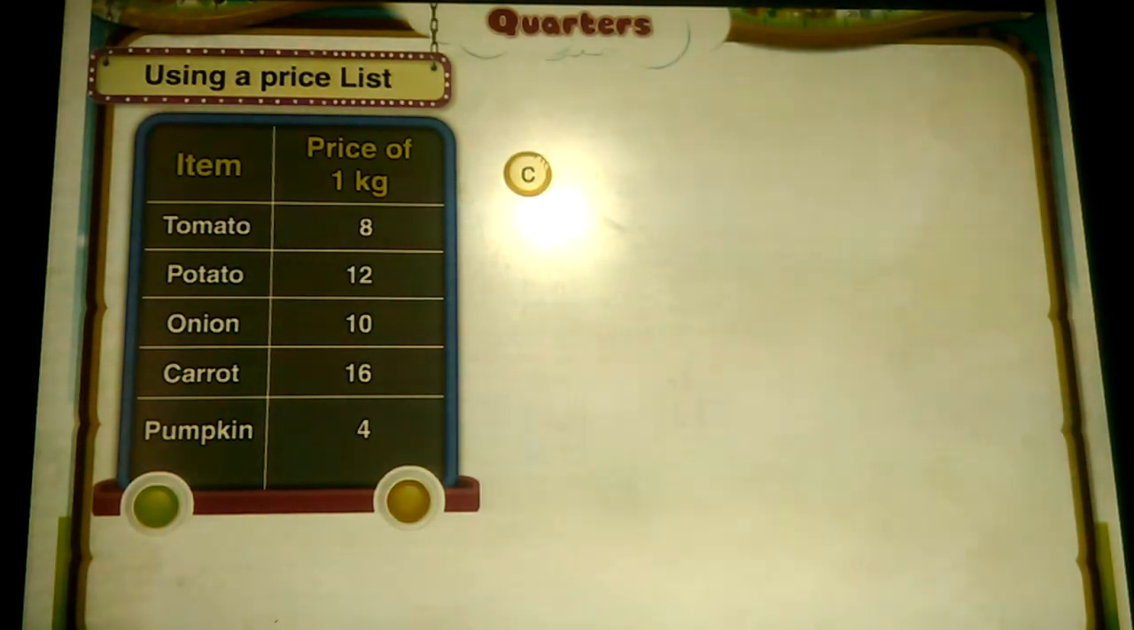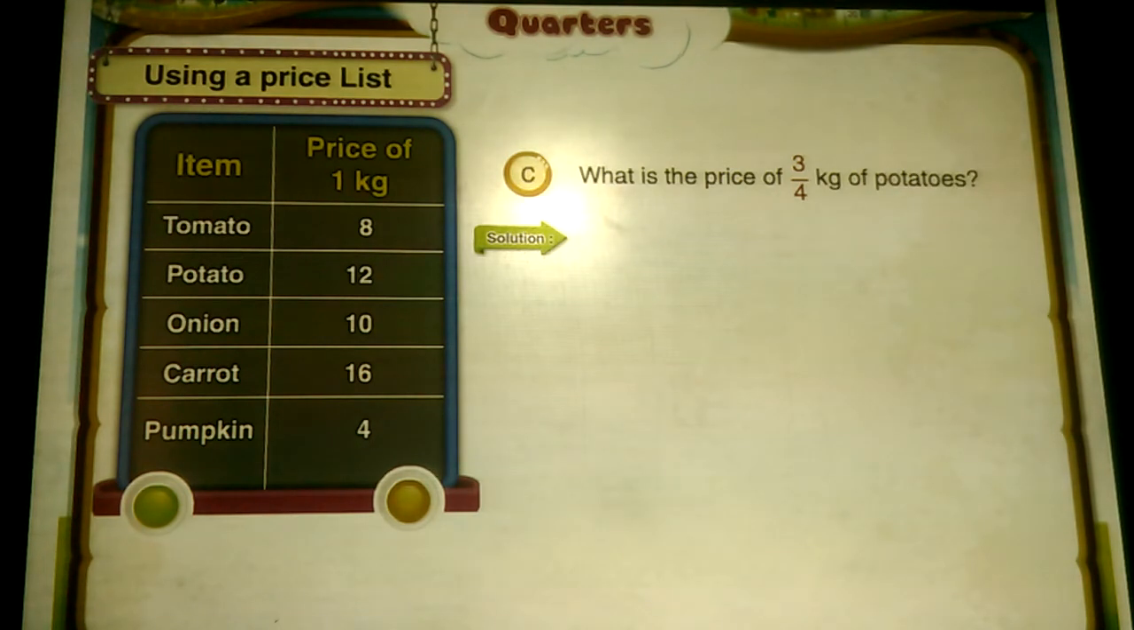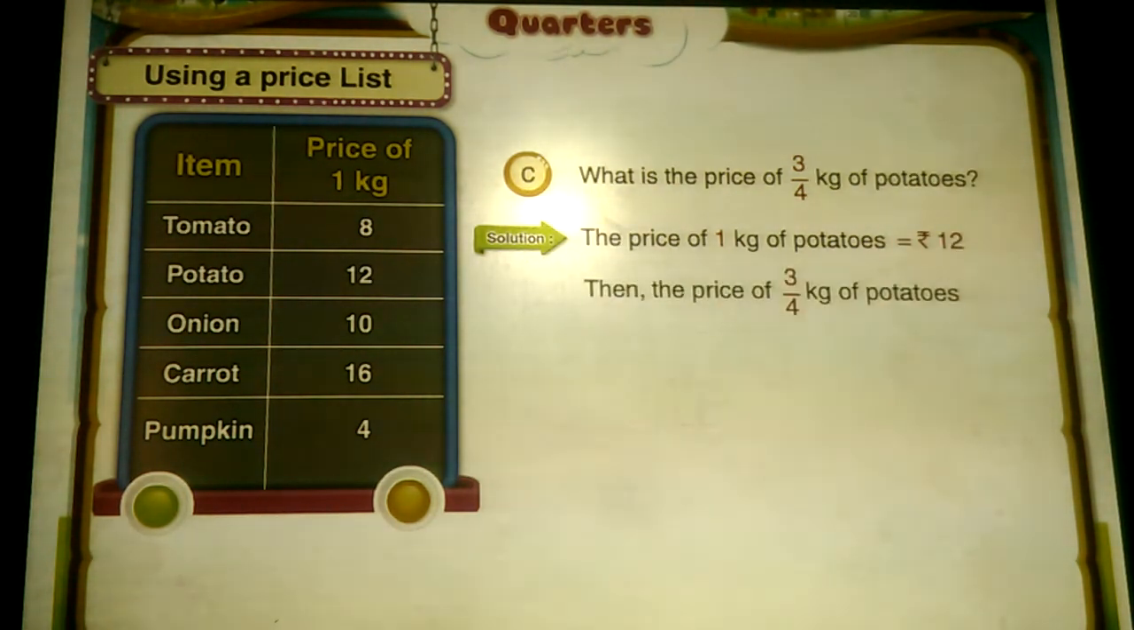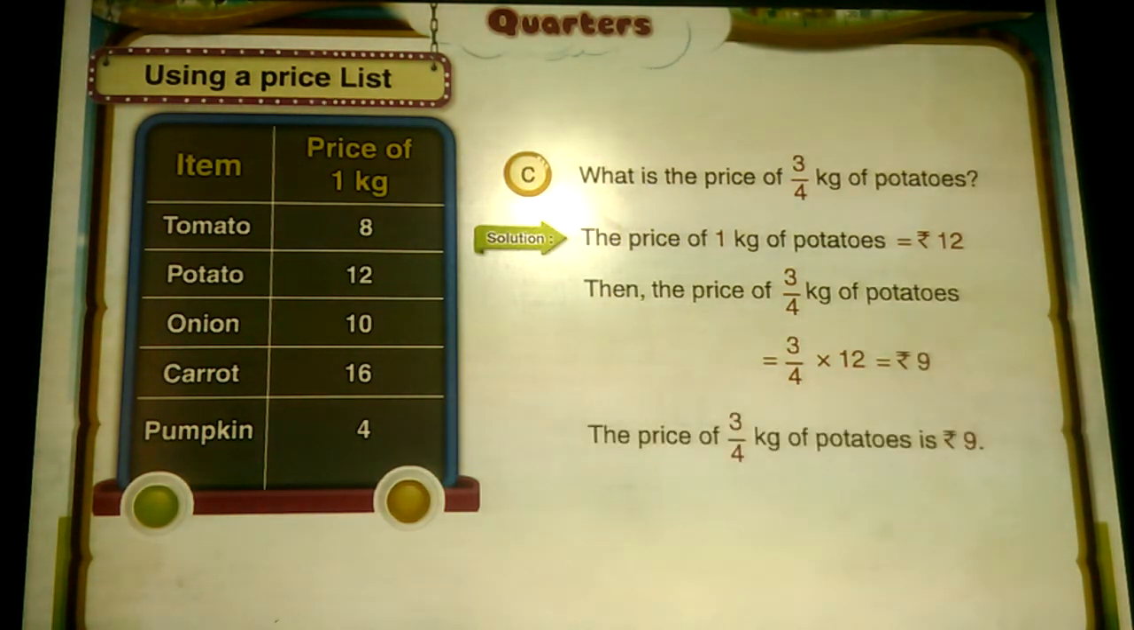C. What is the price of 3/4 kg of potatoes? Solution. We know 3 upon 4 means 3 parts out of 4 parts. The price of 1 kg of potatoes is rupees 12. So, to find the price of 3/4 kg of potatoes, multiply 12 by 3 upon 4. The answer obtained is rupees 9. So, the price of 3/4 kg of potatoes is rupees 9.